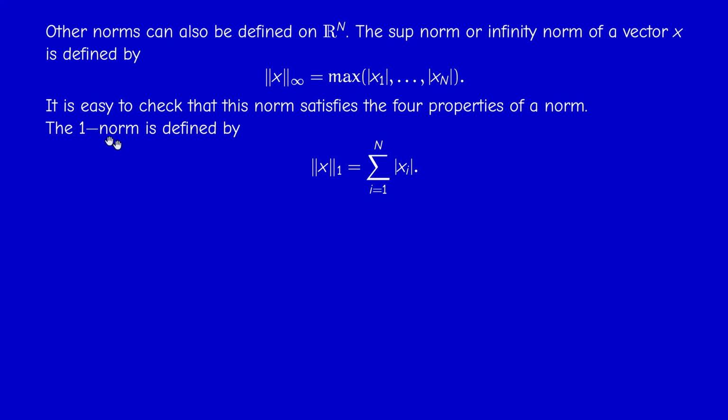Another familiar norm is the one norm. So just take the sum of the components in absolute value. This is the one norm.